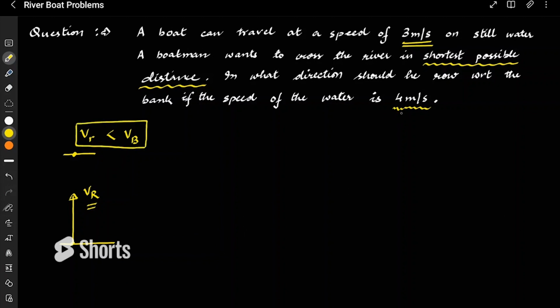But here in this case, the river velocity is greater than the velocity of the boat with respect to the river or still water. Okay, so this is greater, so obviously the resultant will never lie in this particular direction, and it will never actually flow in this direction.